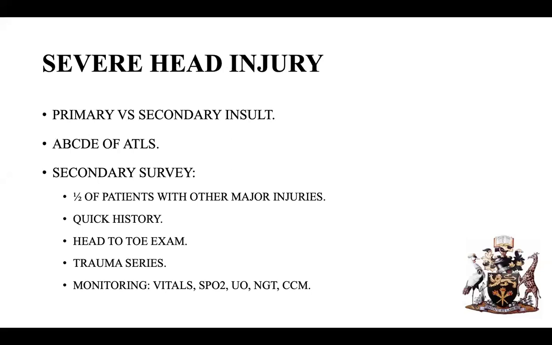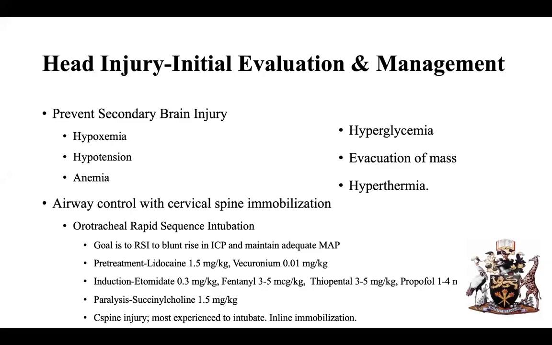I'll go to severe head injury. And we had mentioned this. Half of the patients who have severe head injury have other polytrauma or other injuries, and you usually have to do the primary survey followed by the secondary survey and trauma series. Monitoring important is SpO2, blood pressure. You have to look at the urine output, and you have to do continuous cardiac monitoring.